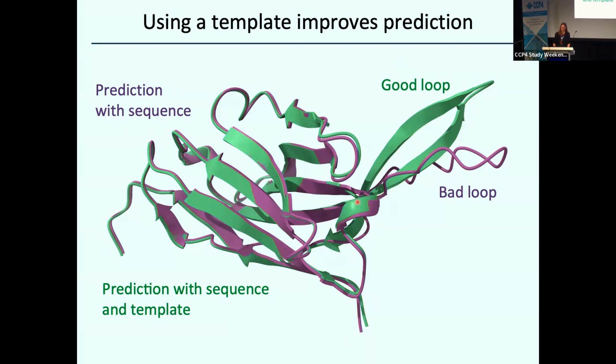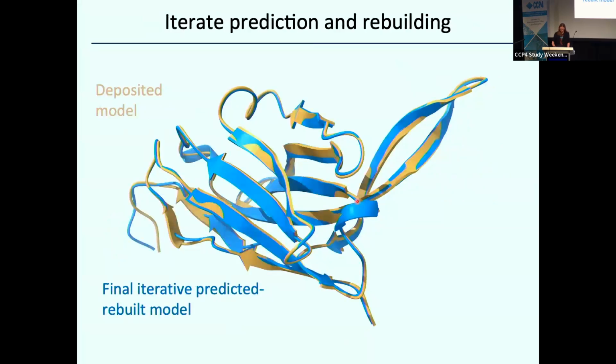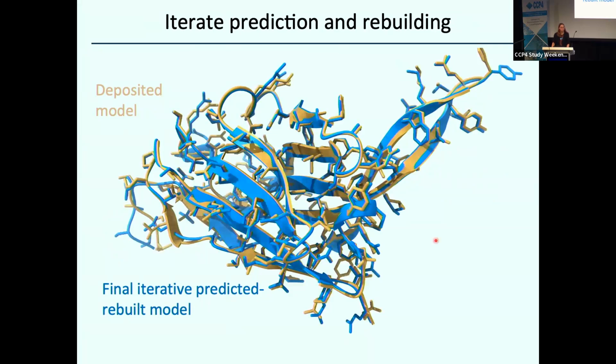If we iterate this several times, then we will end up with this blue model. That's the final iterative predicted and rebuilt model. And in yellow, we have the deposited model. So the main chain corresponds very well. And here we have also now the side chains. So there's some side chains that still need some tender loving care. Let's see here, for example, the side chain point in opposite directions. But this is a very good starting point now for refinement and interactive model building. So by this iterative procedure, we can get as much as possible automatically.